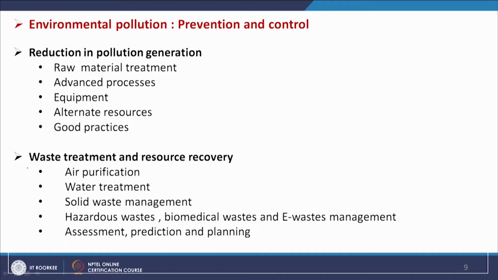And alternate resources: coal, petroleum and natural gas, which we use for the production of electricity, are creating a large number of pollutants in the environment. We can reduce their use, we can use renewable energy resources like solar energy, hydro energy etc., so that our energy production will be achieved, but environmental pollution will be less.